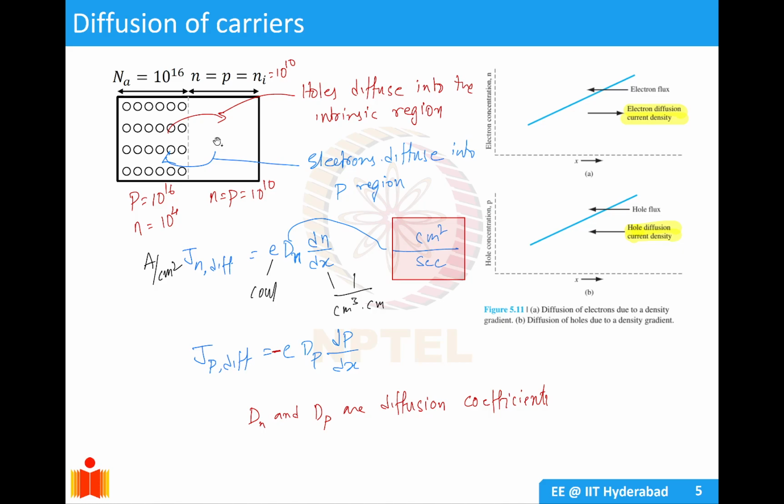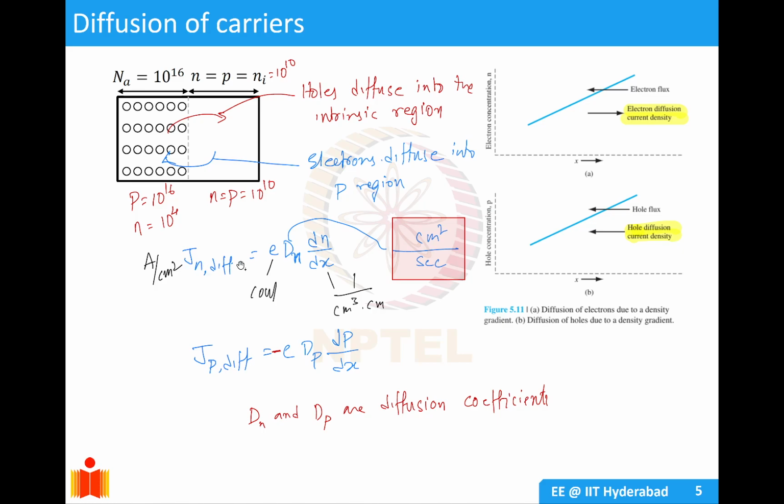Because of that you have excess of holes: 10 power 16 holes here, 10 power 10 holes here. So there's a concentration gap, and holes will diffuse into this region. Similarly, you have electrons 10 power 10 here, and electrons 10 power 4 here. So electrons will diffuse into this region, and then you can calculate the diffusion values.